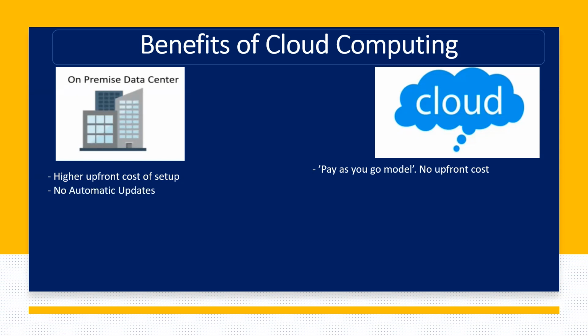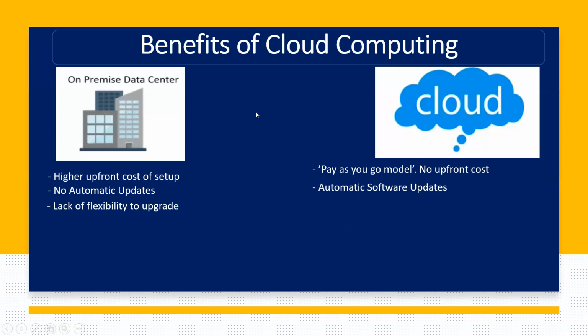And here, the on-premises data center has no automatic updates. So you have to plan for the updates manually. You have to plan for the downtime and then do all the updates. But in the cloud, everything is automatic software updates. Whatever new updates come in the software, they are applied automatically. It is taken care of by the service provider who provides that cloud software.